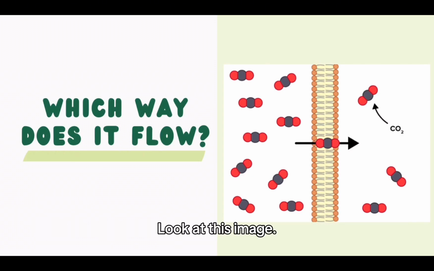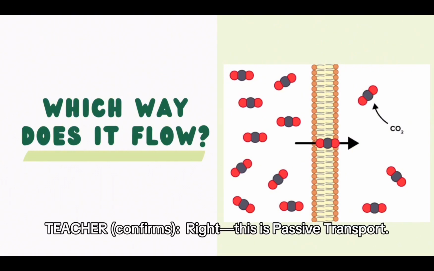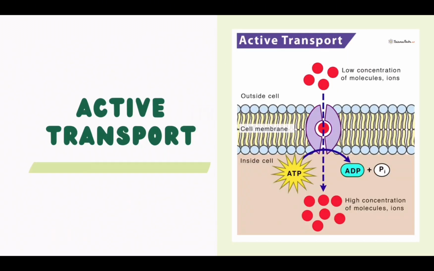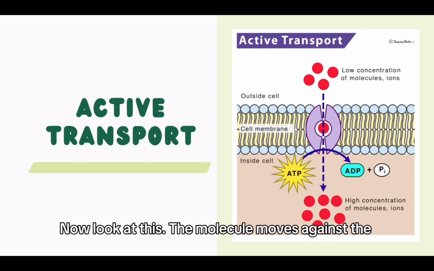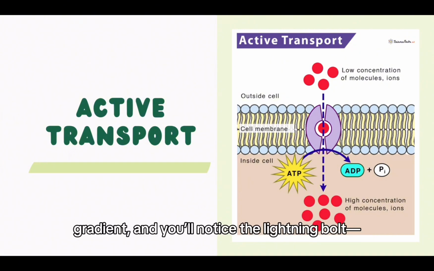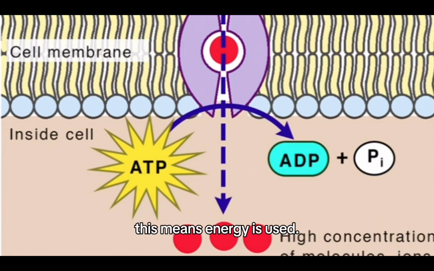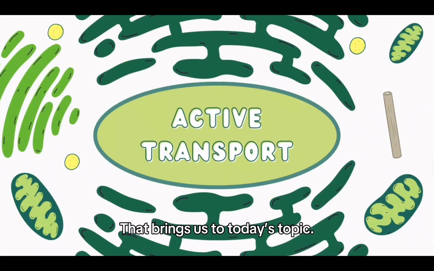Look at this image. What direction is the movement? Is energy needed? Passive or active? Right, this is passive transport. Now look at this. The molecule moves against the gradient, and you will notice the lightning bolt. This means energy is used. That brings us to today's topic, active transport.